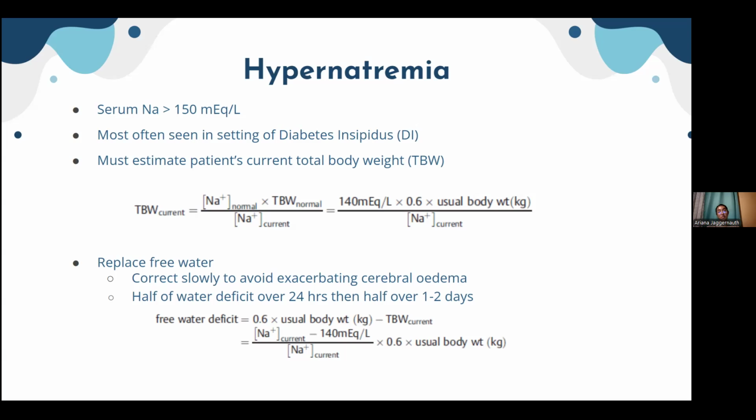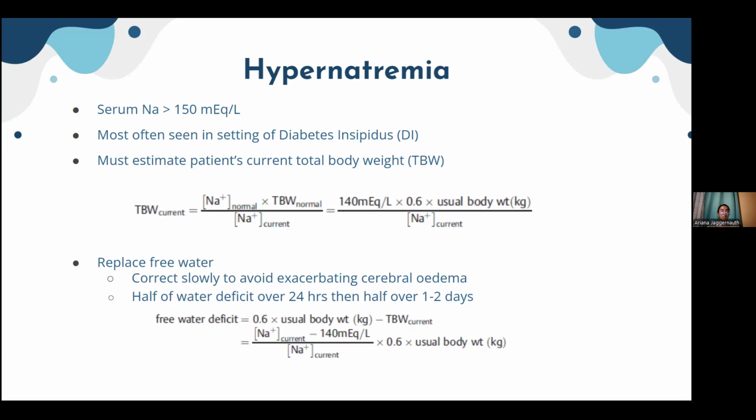So 140 milliequivalents per liter by 0.6 by the patient's usual body weight in kilograms divided by the current concentration of sodium. It's important in these cases as well to replace the free water, and we correct it slowly in order to avoid exacerbating cerebral edema.